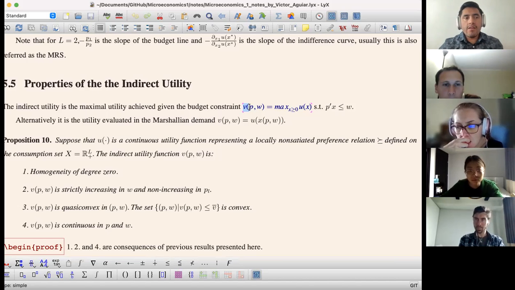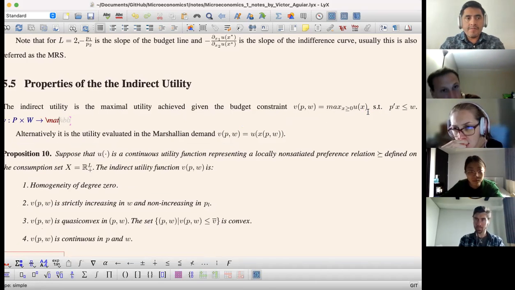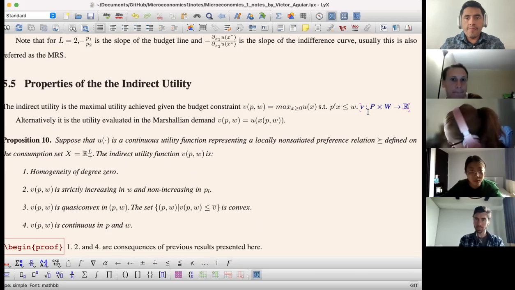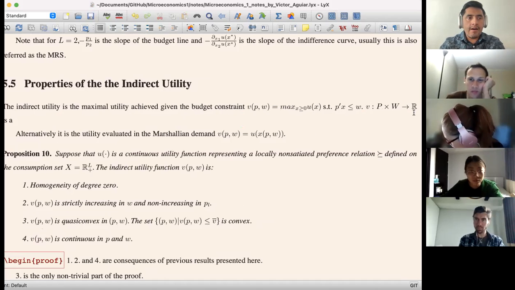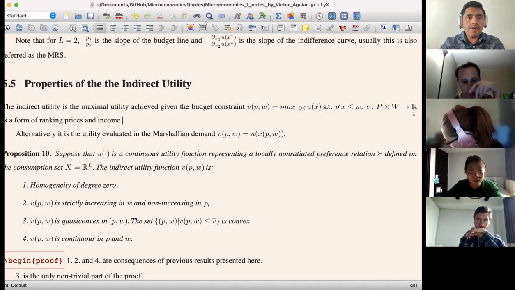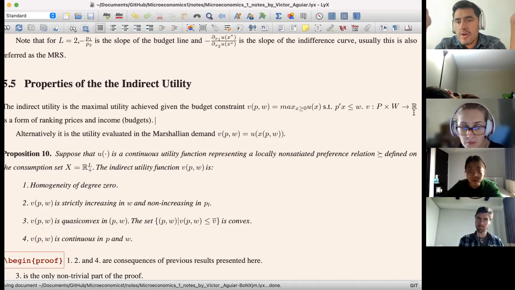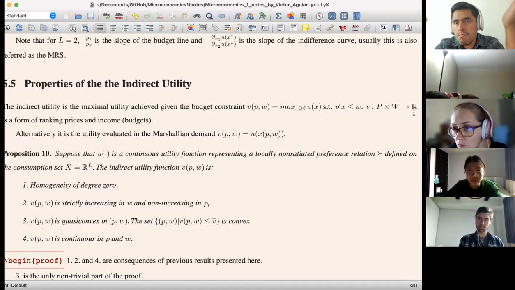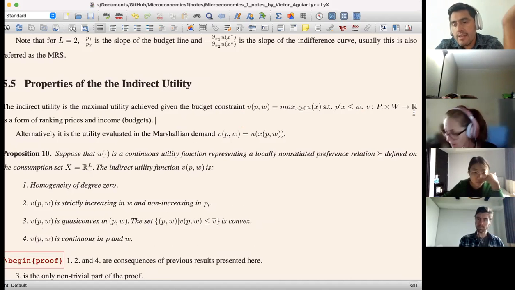So in short, let's formalize it a little bit here: the indirect utility is a function from prices and income to the reals. This is a form of ranking prices and income, hence budgets. So this basically ranks budgets through a utility, but this utility is not defined on the space of choices, it's defined on the space of budgets. Hence the name.